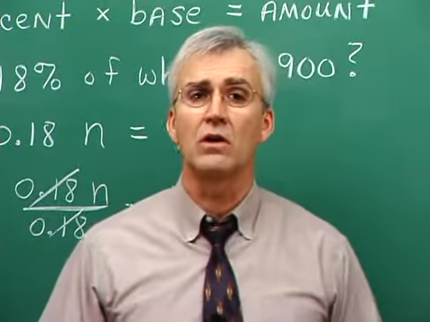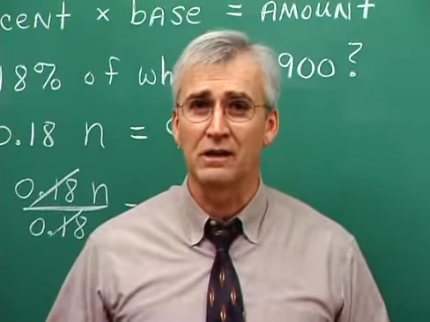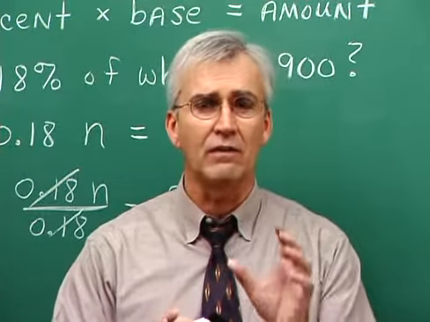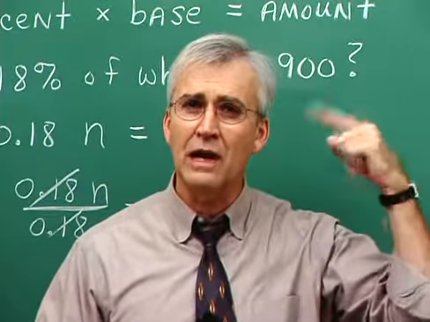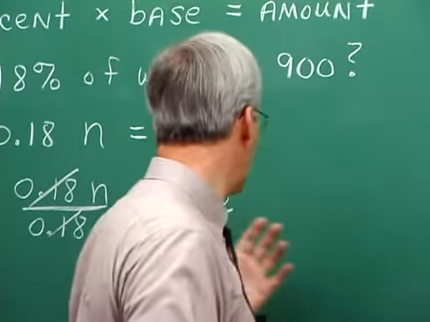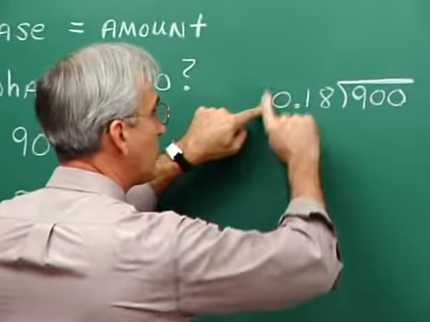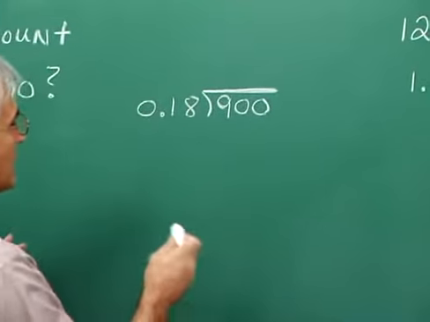And as you go along, I also encourage you to work on your penmanship skills, to show the organization in a very neat way. That cuts down on the amount of thinking that you have to do in the whole process. All right, we have a quotient here, 900 divided by 0.18. Now let's see how this goes.